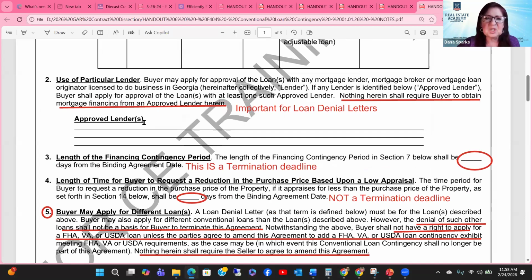There is a place to fill in an approved lender. That is only important for loan denial letters. Now, a seller's agent is probably going to want to see that the buyer has applied for a loan with the lender. You can always attach a loan pre-approval letter without identifying a lender on this exhibit, because it says nothing herein shall require the buyer to obtain their mortgage financing from an approved lender. Then why do you need it here? I'll show you in a minute.